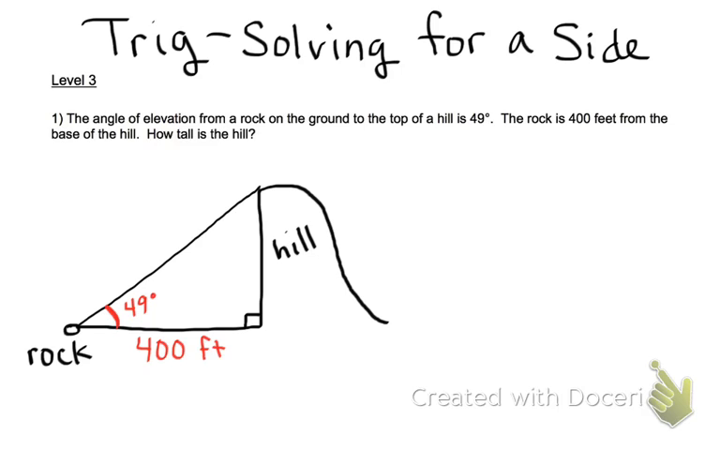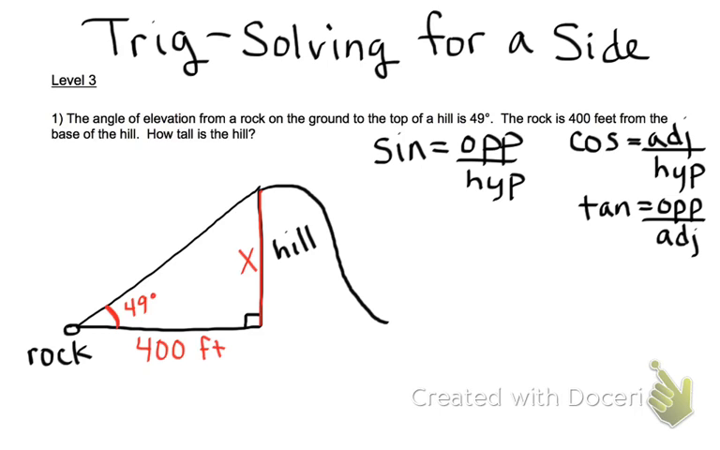Next it says, how tall is the hill? That's talking about this side right here, the height of the hill, so I'm going to label that as x. Now I have to figure out which trig function I'm going to use to solve this problem. So right now I'm going to label my sides. Across from the angle is my opposite side, and the side right next to it is my adjacent side. Opposite and adjacent is going to use the trig function tangent.